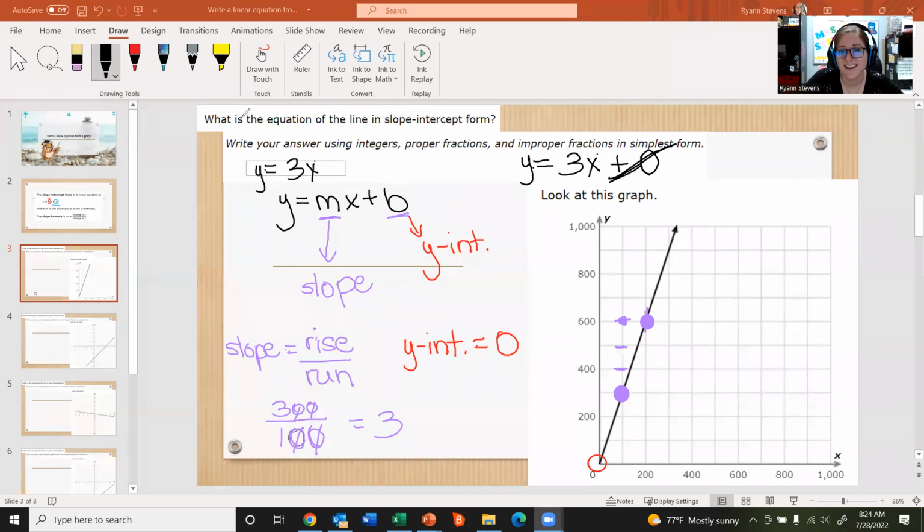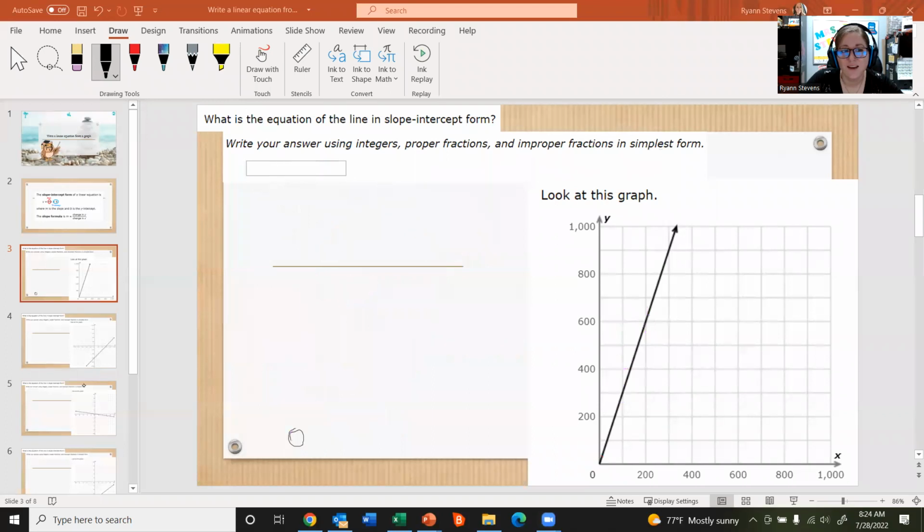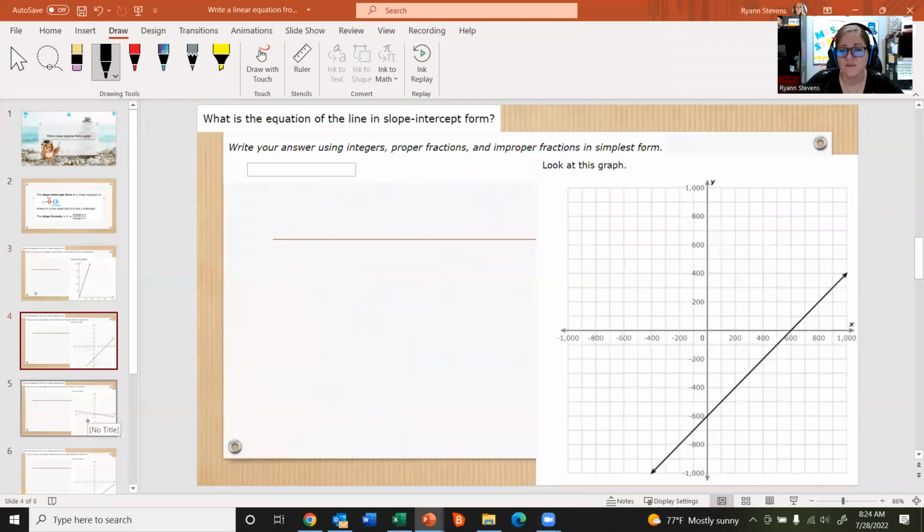All right. Let's look at another one. So this one is a little bit bigger of a graph. It's showing you all 4 quadrants of the graph. Another thing to consider is we are counting again by 100s. So we want to put it in slope-intercept form. y equals mx plus b.